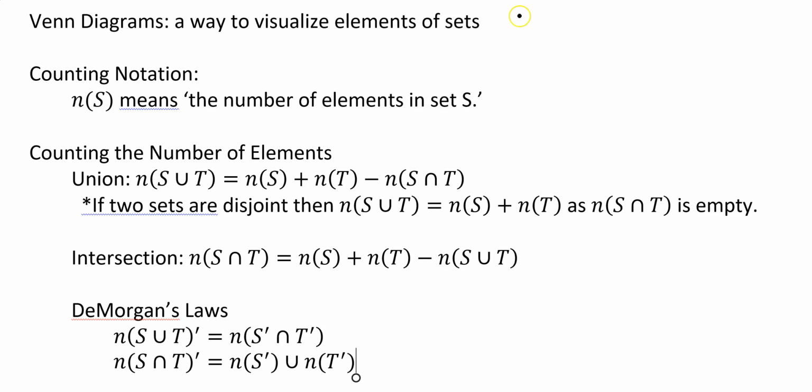A Venn diagram generally has a rectangle to represent the universe, and then a circle for each set that is being looked at. And generally it's 2 or 3 sets.